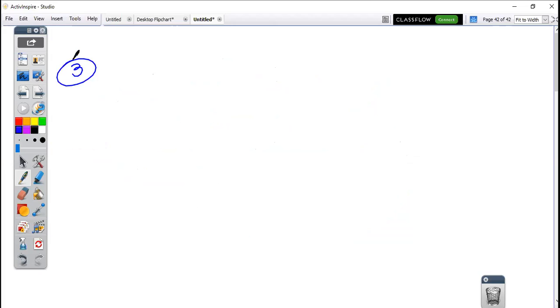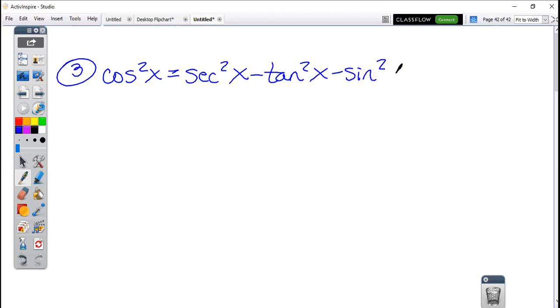It's 3. Got another verify question. All right. Cosine squared x equals secant squared x minus tangent squared x minus sine squared x. Okay.